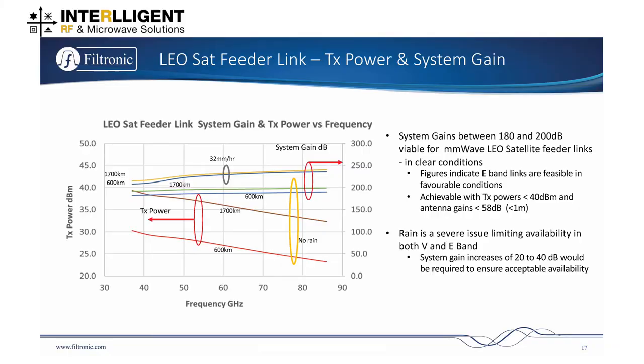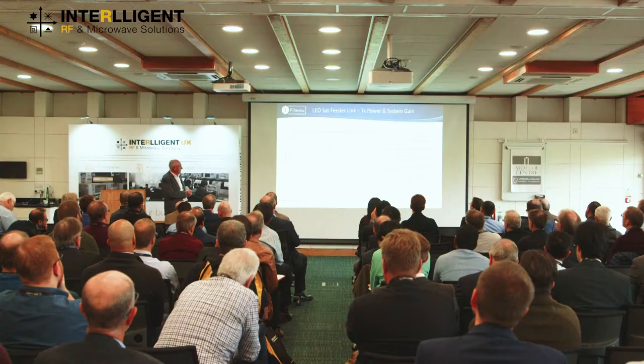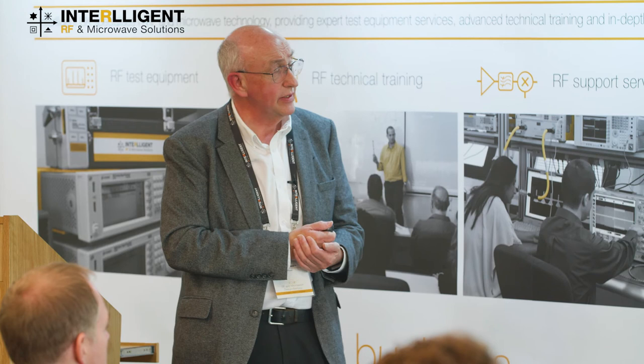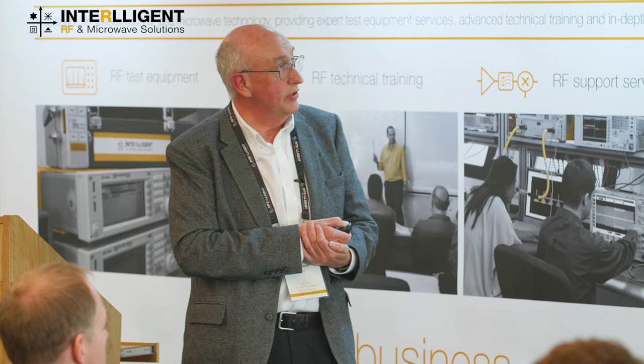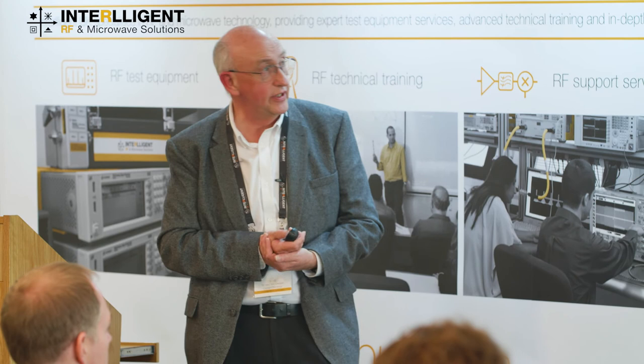So the next one here shows the system gain that would be required for a link from a ground to a low Earth orbit satellite. And again, I'm interested to know what sort of power we'd have to generate to make these feasible. So I've looked here at the path lengths, 600 to 1,700 kilometers, and with no rain, then again, perfectly realizable sort of power levels, certainly less than 40 dBm would suffice. And with antenna gains of round about 58 dB, which is round about 1 meter at the higher frequencies. Now, if we put rain into the equation, then we all of a sudden get a system gain that is up at 240 to 250 dB, which is obviously going to be quite a challenge.